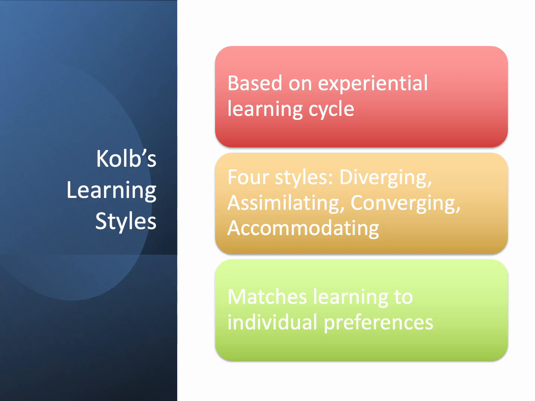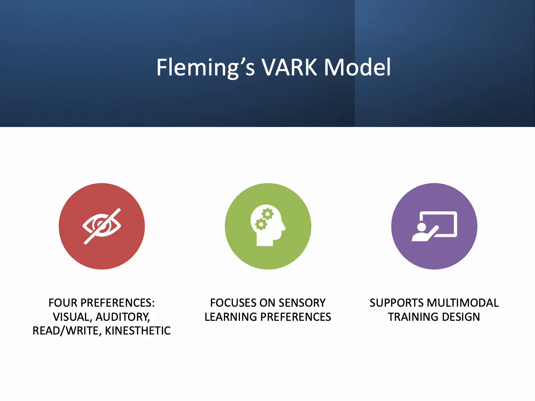Applying this model ensures training is engaging and effective, particularly in dynamic fields like marketing or engineering, where diverse learning approaches drive success. Fleming's VARK model identifies four learning preferences: visual (diagrams, charts), auditory (lectures, discussions), read-write (texts, notes), and kinesthetic (hands-on practice). For example, a visual learner benefits from flowcharts, while a kinesthetic learner prefers simulations.